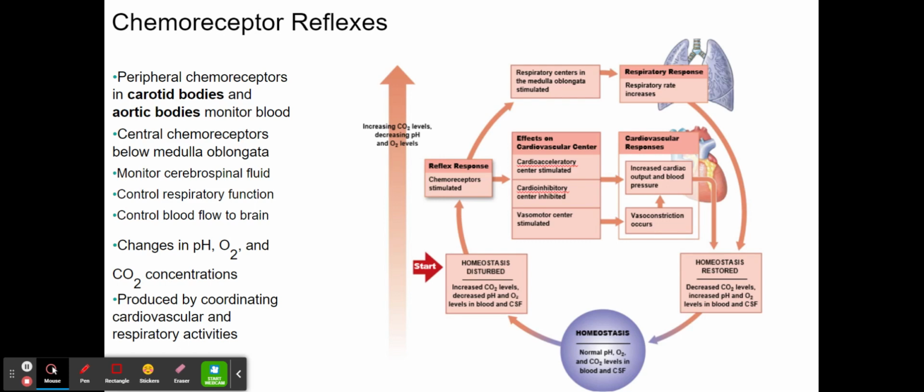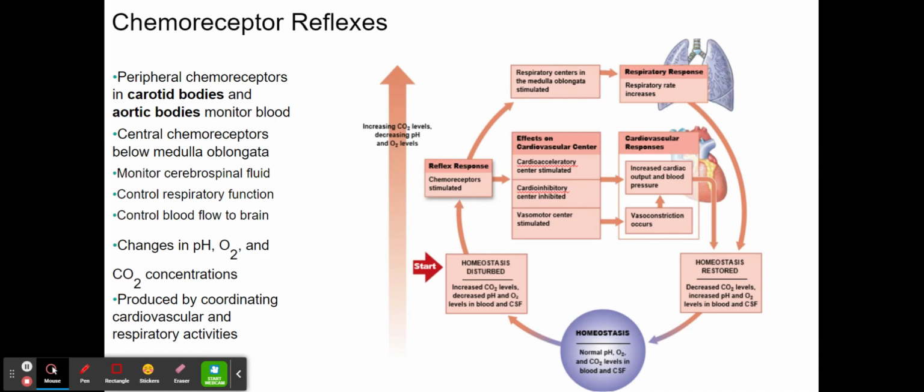The chemoreceptors of the medulla oblongata are involved primarily with the control of respiratory function and secondarily with regulating blood flow to the brain. For example, a steep rise in CSF carbon dioxide levels triggers the vasodilation of cerebral vessels, but produces vasoconstriction in most other organs. The result is increased blood flow and increased oxygen delivery to the brain.